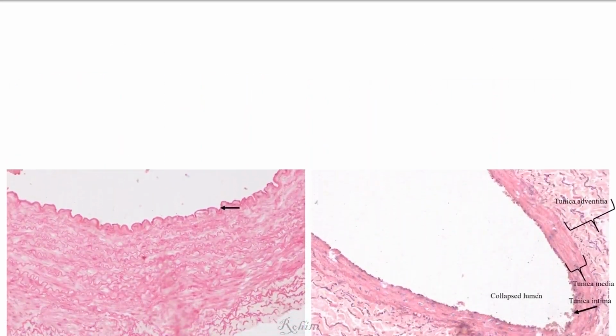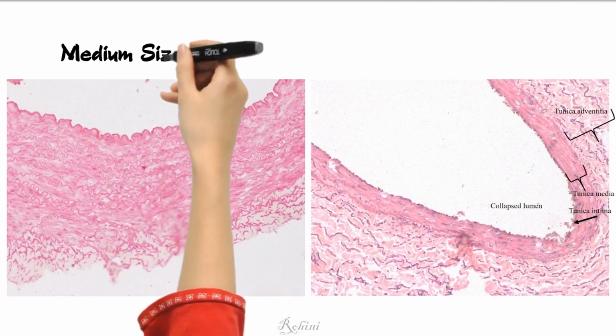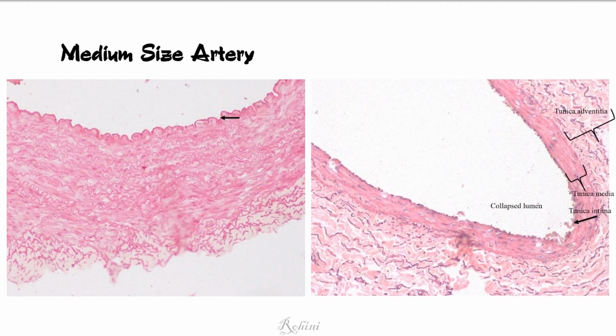Look at the pointed structures which will give you a hint to identify and differentiate these two slides. Internal elastic lamina is a characteristic feature of medium-size artery.